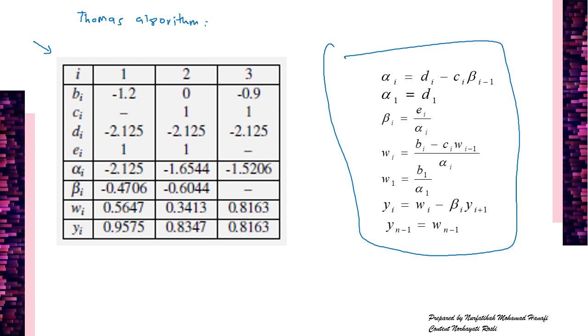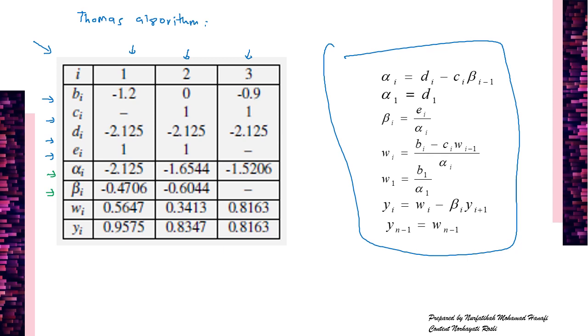We have the first column for i, and since our i is equal to 1 until 3, we have a column for 1, a column for 2, and a column for 3. For the first one, let's substitute all the values we have for B, C, D, and E. These values we already calculated previously. Then let's start with how to calculate alpha i and beta i.